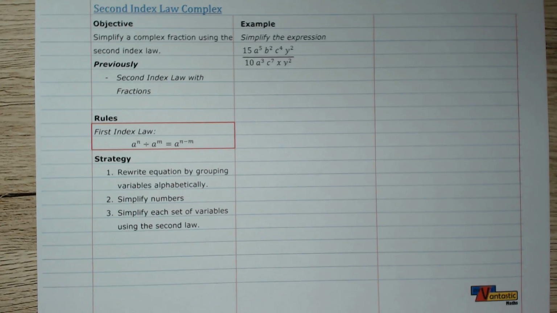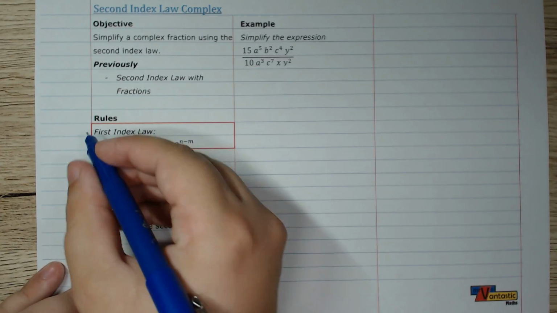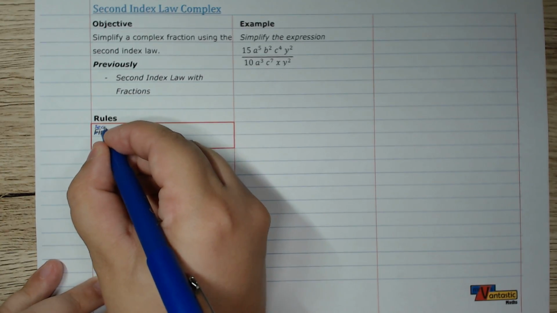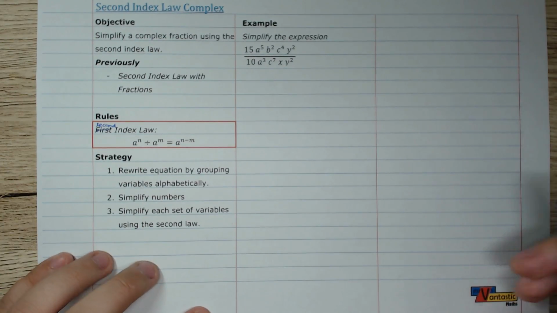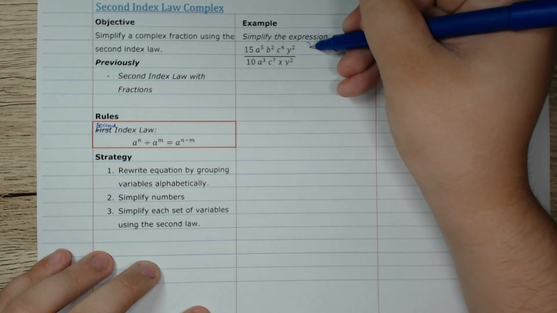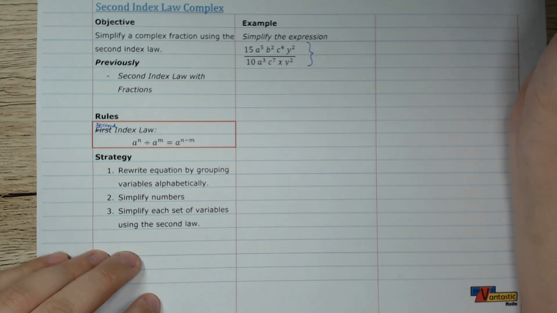Hi, this is Mr. V, and in this video we are going to simplify a complex fraction using the second index law. So we've seen how to do this with the first index law. We've seen how we can reduce fractions using the second index law. This should be second, I'm sorry. There we go. Let's now simplify this rather complex fraction using our index laws.